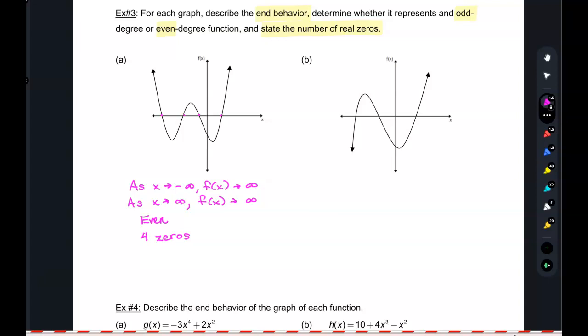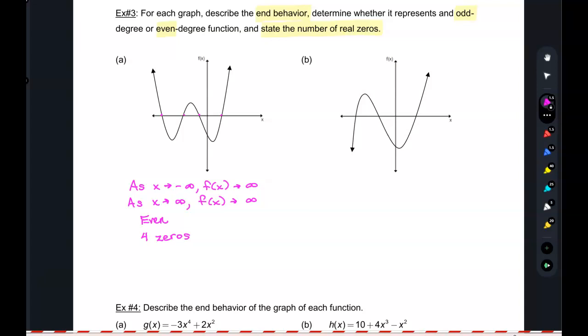I have no idea what the degree of this function is. It looks like 4, but technically it could be anything 4 or greater as an even. This could be an x to the 6. It could be an x to the 8. It could be an x to the 10. We don't know what's going on. We don't see the rest of it. So you can't trust based on the turns.